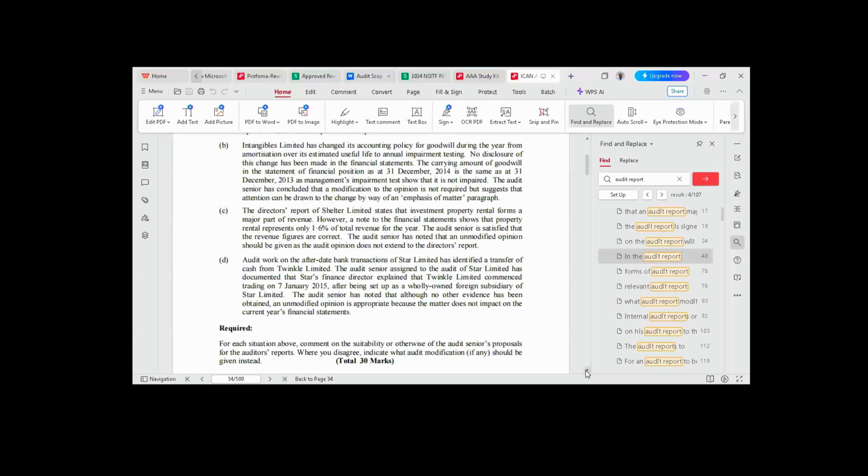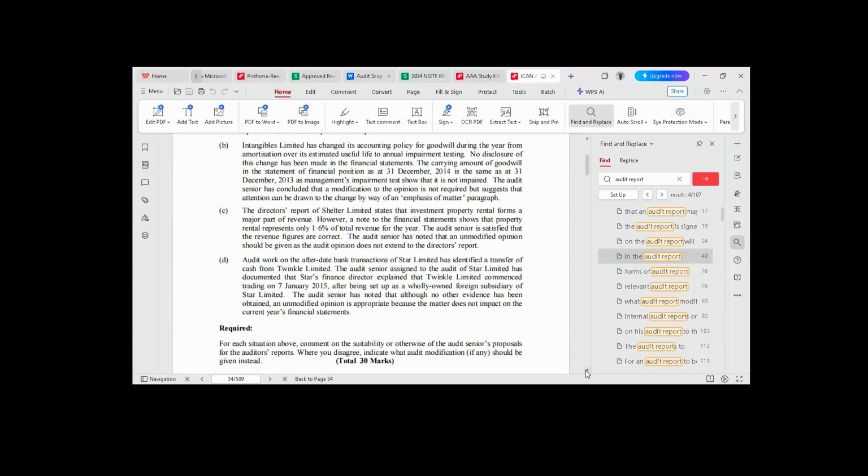audit work on the after-date bank transactions of Star Limited has identified a transfer of cash from Chicoin Limited. The engagement senior assigned to the audit of Star Limited has documented that Star's Finance Director explained that Chicoin Limited commenced trading on January 7, 2015, after being set up as a wholly owned foreign subsidiary of Star Limited. The senior has noted that although no other evidence has been obtained, an unmodified opinion is appropriate because the matter does not impact on the current year financial statements.